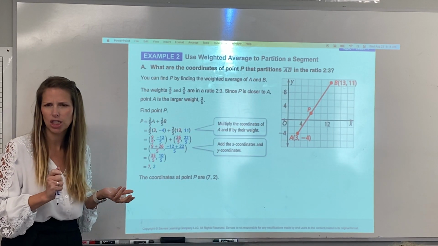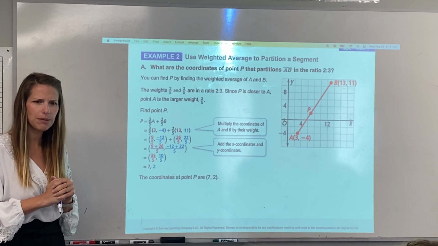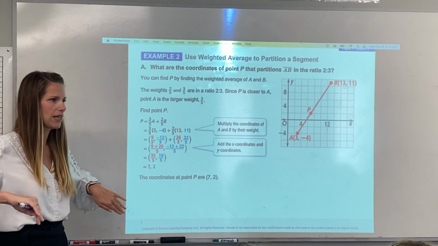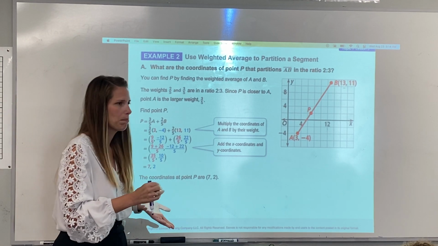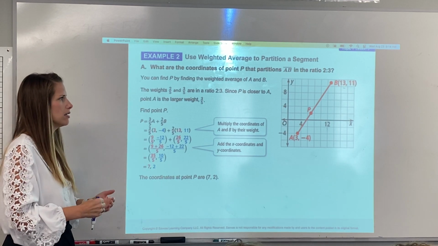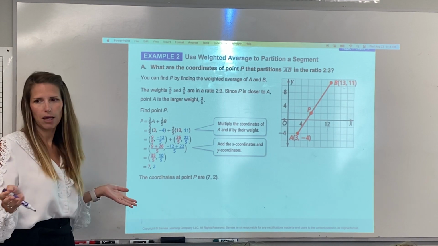What do you think partition means? Anybody? Parts. Parting it, right? Partition comes from the word part. So if it's partitioning, and it's a verb, we are splitting it into parts. Not separating it, but breaking it up into parts, right?